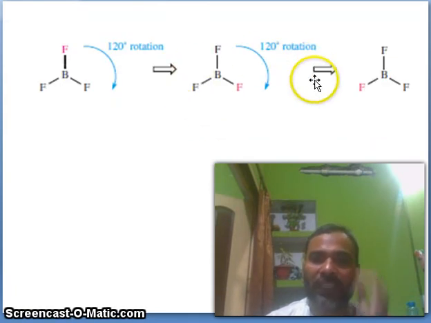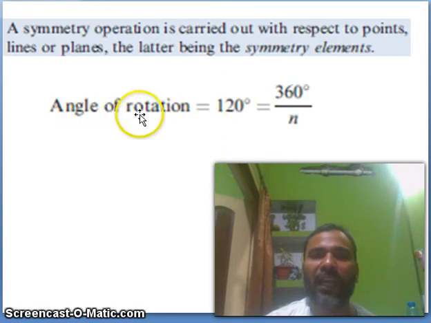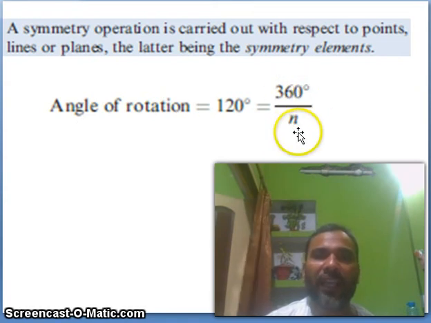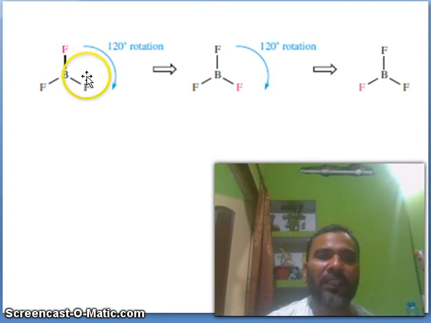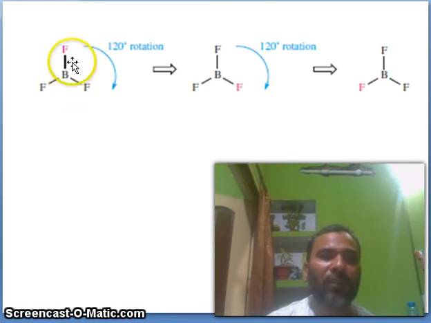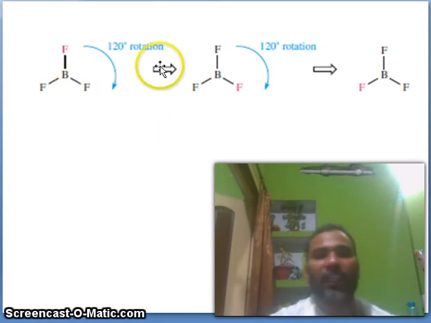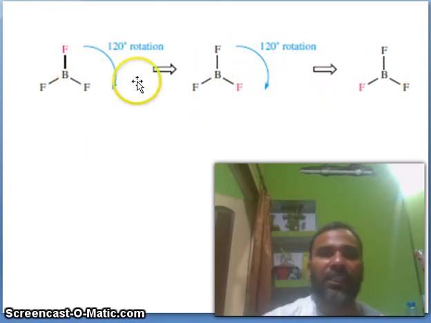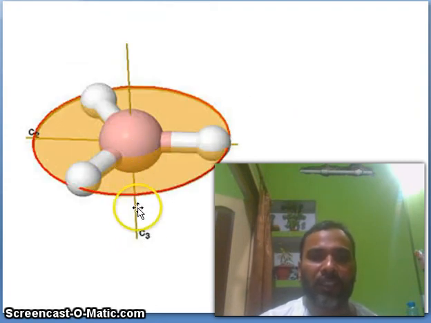So how are you getting such a thing, where are you getting the information? The angle of rotation is always 360 by n. Here in BF3, n is equal to 3, so you will get 120. How do you know? Because this is a trigonal planar molecule, and we know this angle is 120 degrees. So we are rotating 120 degrees, and we are getting these three indistinguishable structures. You see here, this is your main axis, the C3 axis, passing through boron.